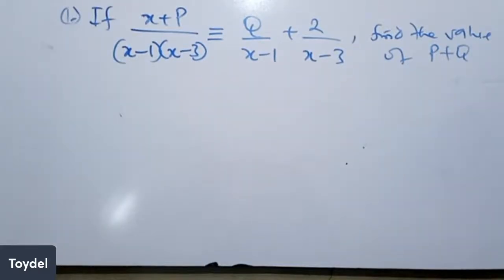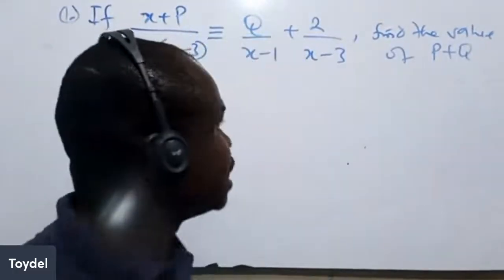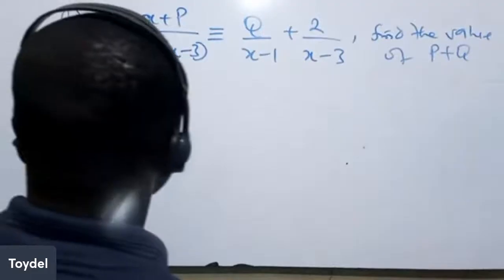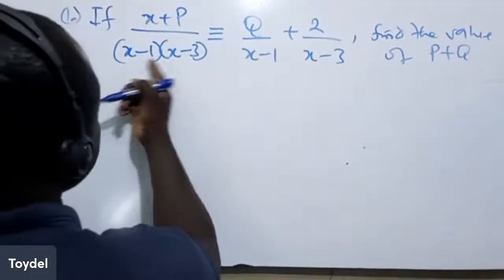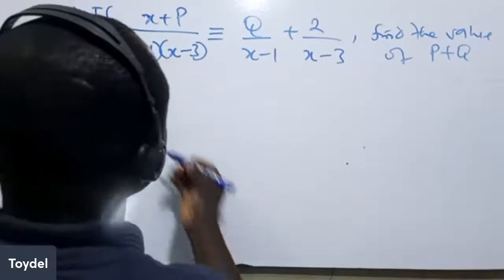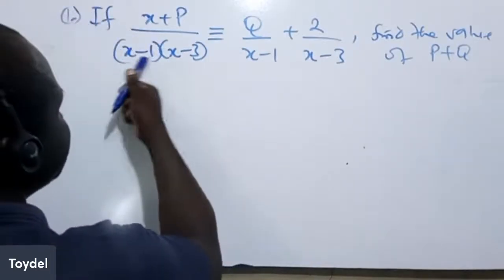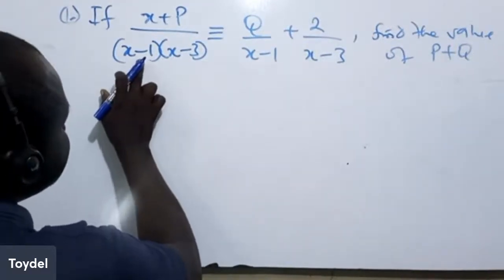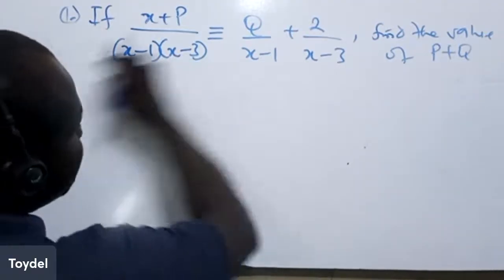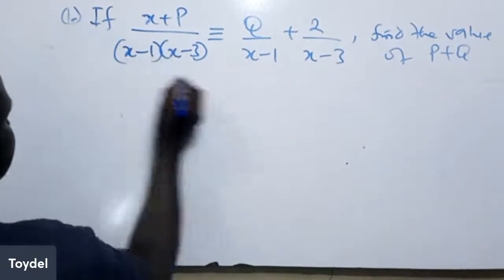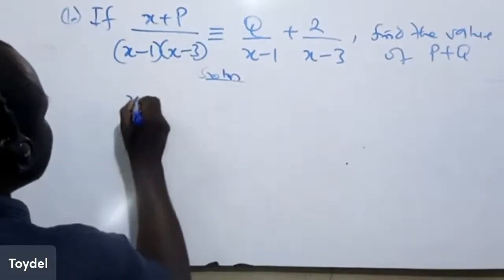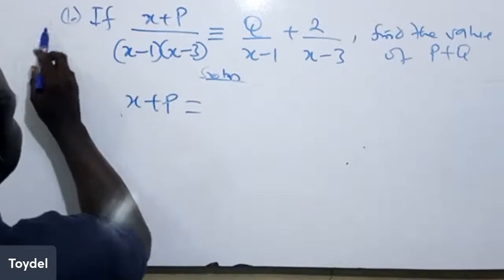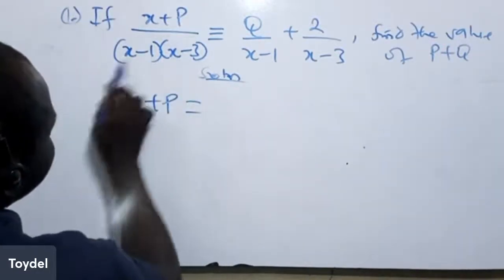And I have a video on the partial fraction. If you want to resolve a compound fraction to a partial fraction, we consider the nature of the denominator. In this case, the denominator has linear factors, two linear factors, so we just resolve it in this form. Then from there, we use the denominator of the left hand side to multiply through. If I use this to multiply, I get x plus p here, because x minus 1 multiplied by x minus 3 takes care of this. I will be left with this.